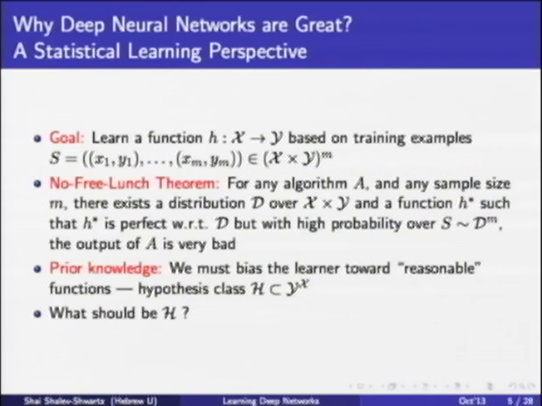And how do we circumvent this no-free-lunch? We must have some bias or prior knowledge about the problem we are trying to solve, and we bias the learner toward reasonable functions. And one way to express this is by a hypothesis class H, which is just a subset of all functions from X to Y, and we focus on learning just such functions. And now the question is, what should H be? How should we bias ourselves?